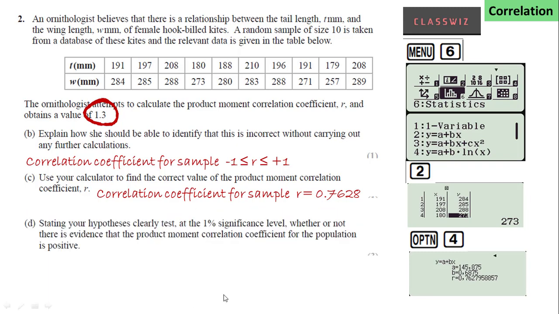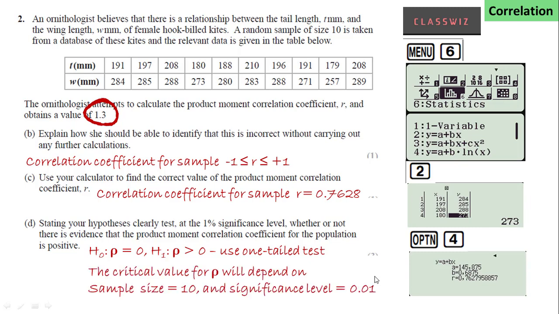The last part of the question asks you to do a hypothesis test at the 1% significance level, looking for evidence of correlation. Hypothesis tests for correlation will always have a null hypothesis saying that the variables are uncorrelated, so that r or rho equals 0. In this case, we want to see if there's evidence that there's positive correlation, so our alternate hypothesis will be rho greater than 0. So this will be a one-tailed test.